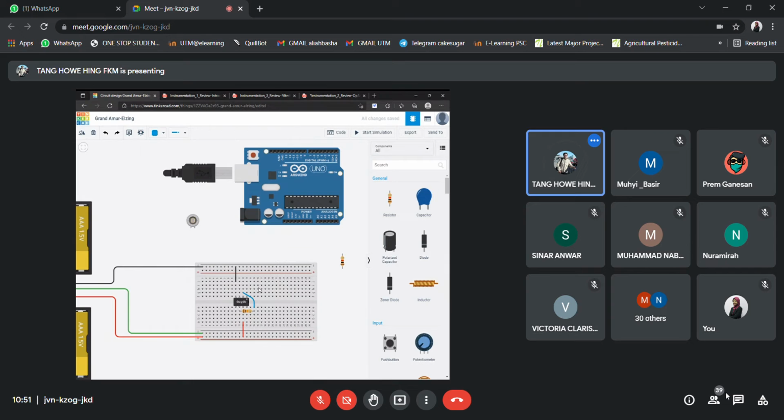Okay, and then later on, this 1 kilo ohm needs to go to the ground. This is the 1 kilo ohm, right? Also over here, it needs to go to the ground. So I'll just get this and then connect it to the ground.